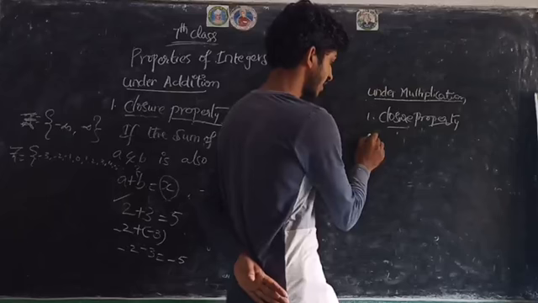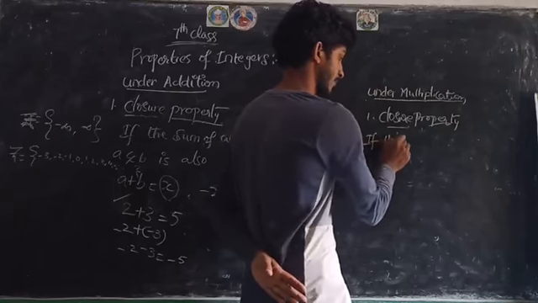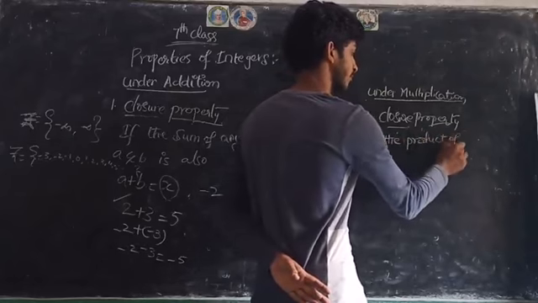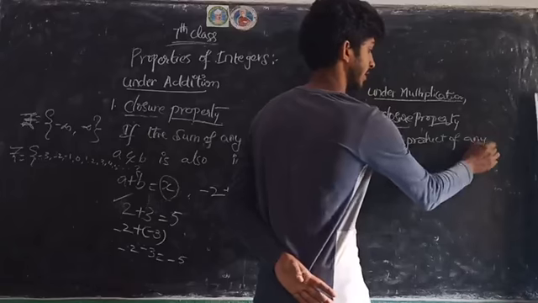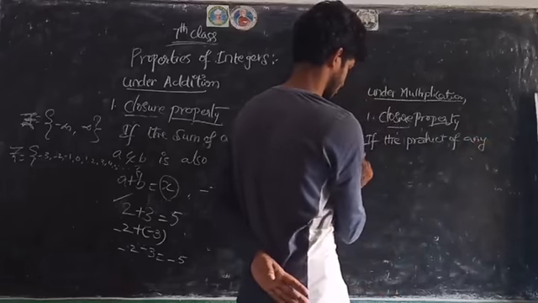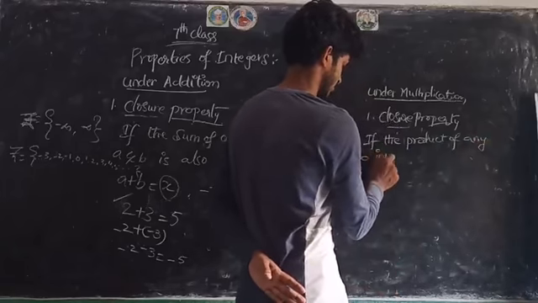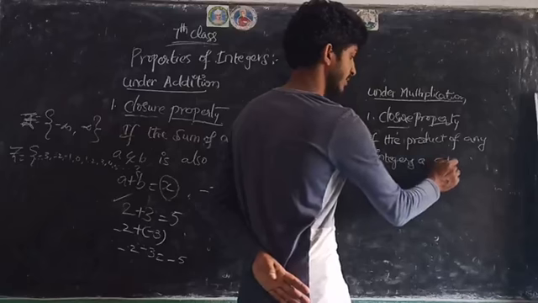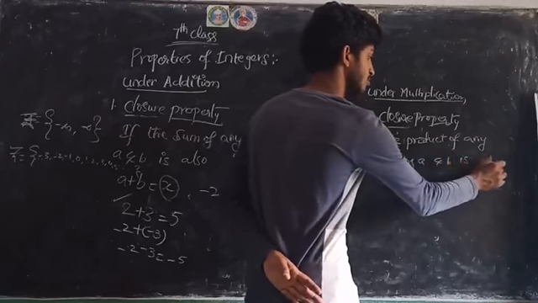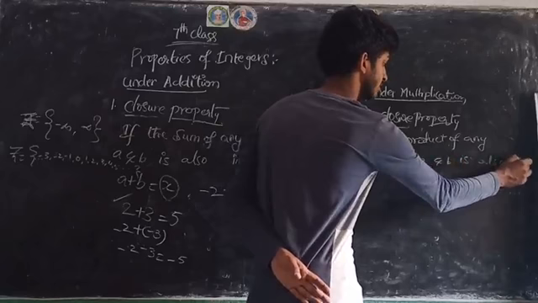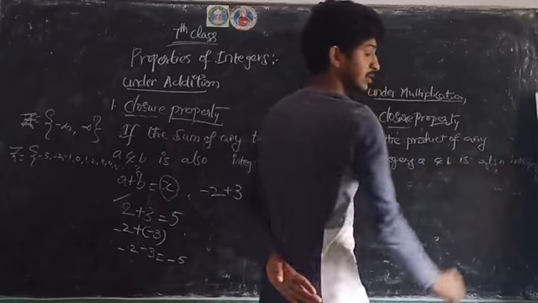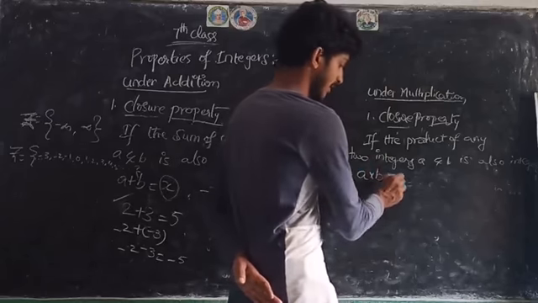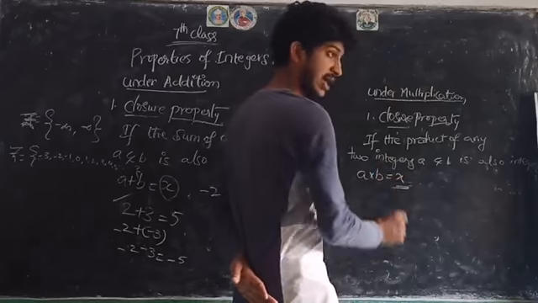Now under multiplication, the closure property statement is: if the product of any two integers a and b is also an integer. If you multiply any two integers a into b, the product is also an integer.